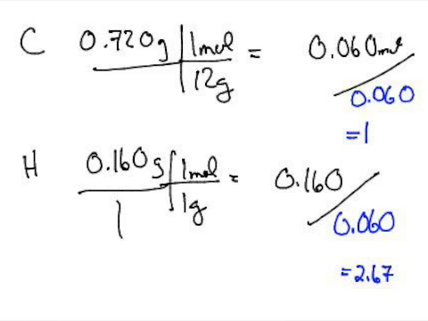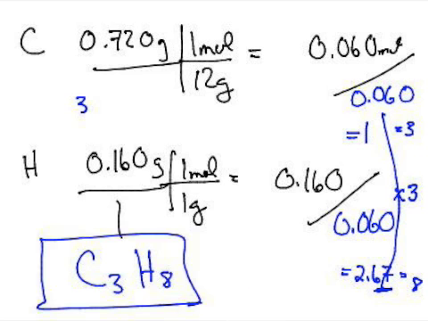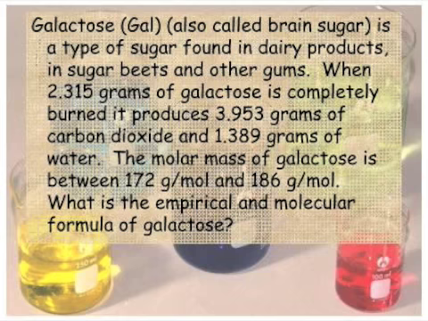Times till whole. Now notice, those are not whole numbers, Mr. Bergman. So we need to multiply. What number could I multiply these by, particularly looking at this fraction here? Well, 0.6666666 is 2/3 if you look at it as a fraction. To get rid of things as a fraction, you multiply by the denominator. So let's multiply by 3. So that's going to be 3. 1 times 3 is 3, and 2.67 times 3 is 8. So the formula is simply C3H8.